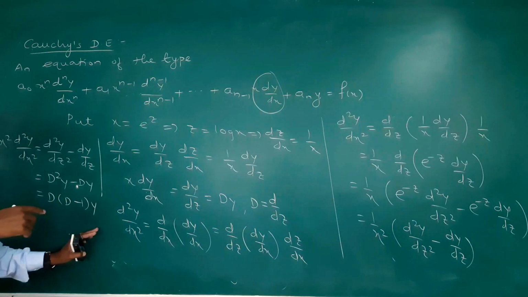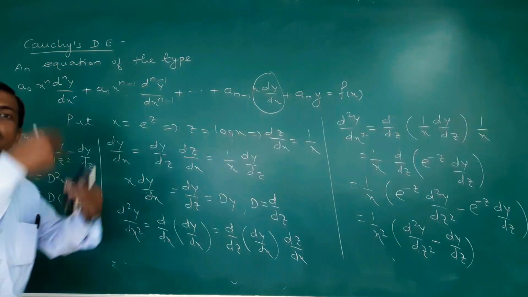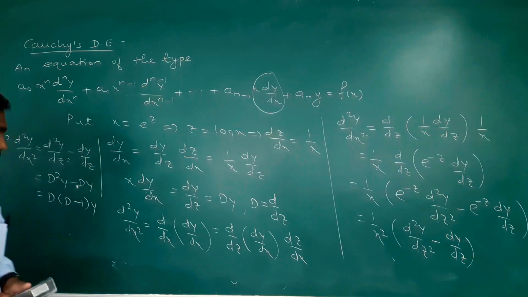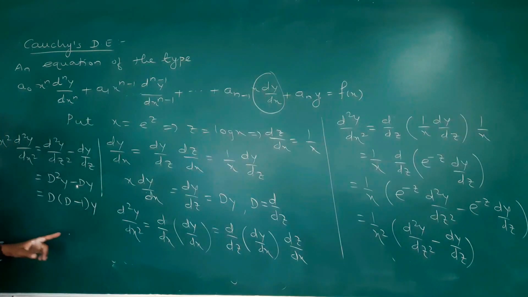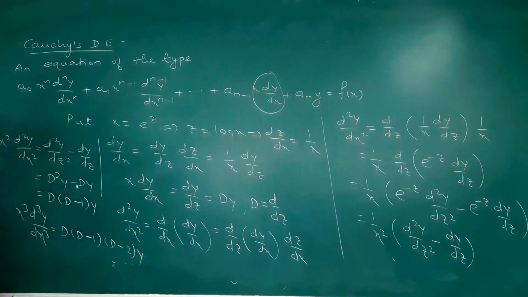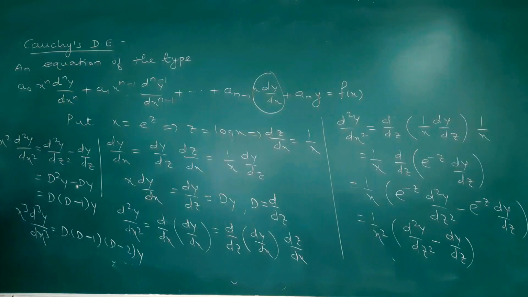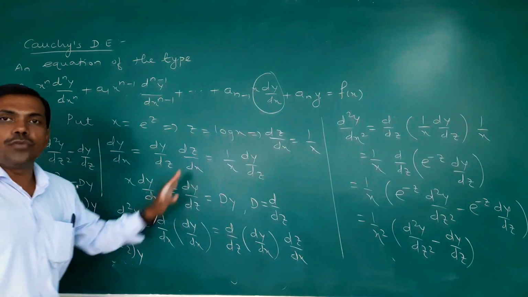See, this is the difference. In a linear differential equation, d square y by dx square is directly D square y, capital D square y. But here the value is D into D minus 1 y. Similarly, will you tell me for cube? x cube d cube y by dx cube is D into D minus 1 into D minus 2 y. One less than. Right? So in general we can write. If I substitute these values in this Cauchy differential equation, the equation gets reduced into a linear differential equation and we can easily solve.